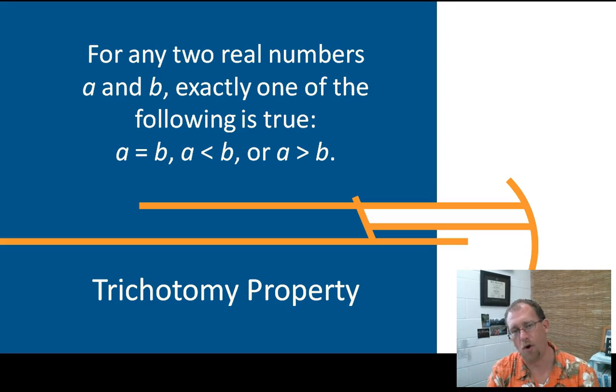You can't have both A equaling B and A being greater than B. And that seems like, well, of course, but it's going to be necessary in proofs later on to understand that if I've said that these two things are equal, then they're equal. They're not greater than one or the other. Okay, so these are some properties that you will use that you need to have in your tool bag.